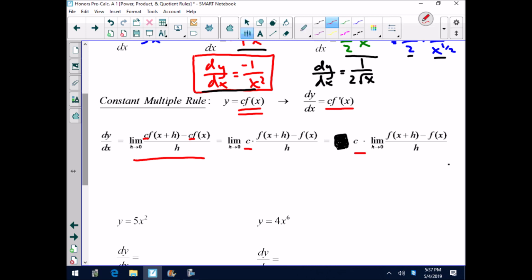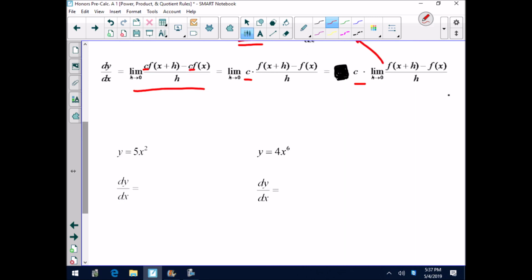So right here we are left with the constant times the limit as h goes to 0 of f of x plus h minus f of x over h, which we know is our f prime of x. So we've got the constant times the derivative of the function there. Now what that means with the power rule is that when we've got something like 5 times x squared, we can say that the derivative is going to be the constant 5 times the derivative of x squared, which would be 2x. When we simplify this, our derivative is going to be 5 times 2x or 10x, right?